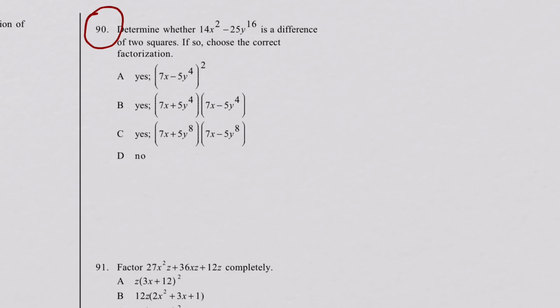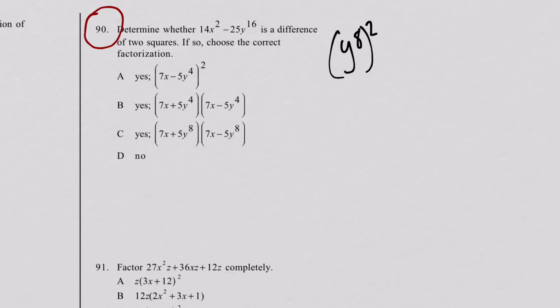Number 90, determine whether 14x squared minus 25y to the 16th is a difference of two squares. If so, choose the correct factorization. Now this one you got to examine it carefully. X squared is a perfect square, 25 is a perfect square, y to the 16th is a perfect square. If you wanted to break that down, it would be y to the 8th squared. And that's how you would write a perfect square, right? It has a 2 as an exponent.